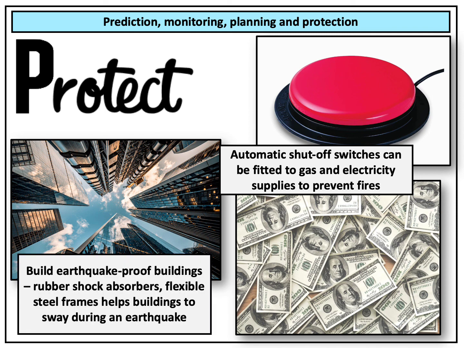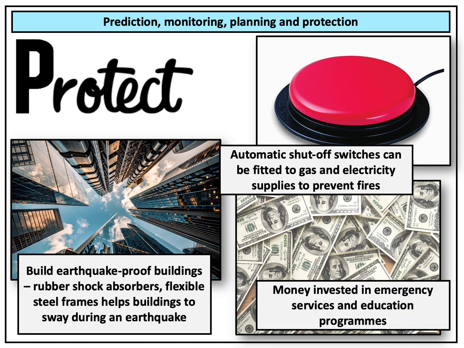The next one is that you can build earthquake-proof buildings, so you install rubber shock absorbers, you use flexible steel frames, which helps buildings to sway during an earthquake. And then finally, money invested in emergency services and education programmes. So this is obviously easier for HICs than for LICs because they have more money available to them. But if they invest their money in the emergency services and their education programmes, they are protecting their people because those funds are available. It's also similar if they've got funds put to one side in the event of a disaster or emergency.